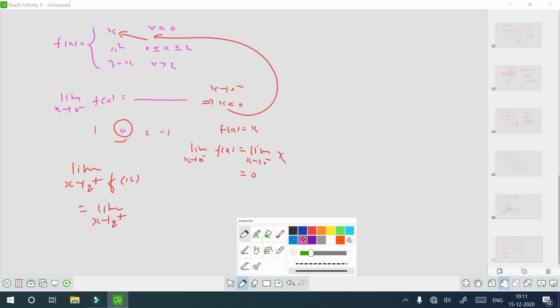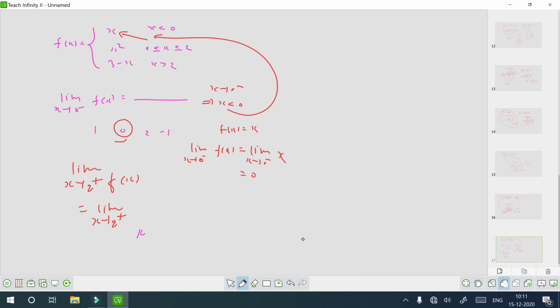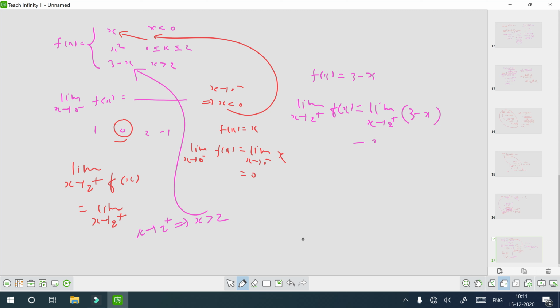See, x tends to 2 plus implies x greater than 2. Whenever x is greater than 2, what is f(x)? f(x) is equal to 3 minus x. So to find the limit as x tends to 2 plus of f(x), it is equal to the limit as x tends to 2 plus of 3 minus x. So 3 minus 2 comes out to 1.